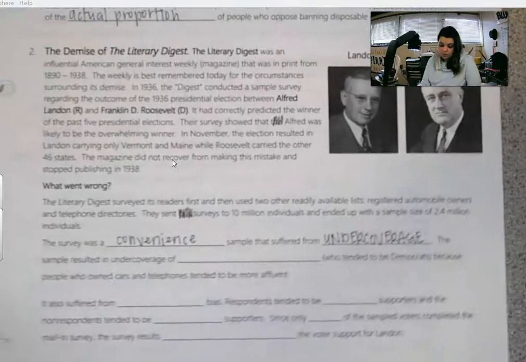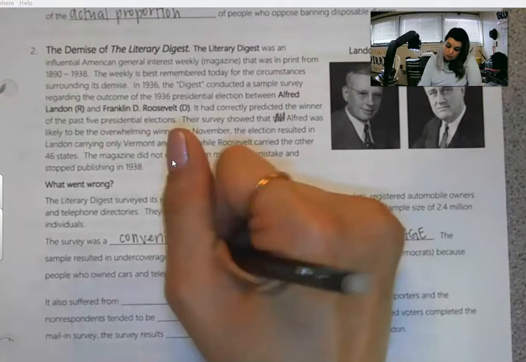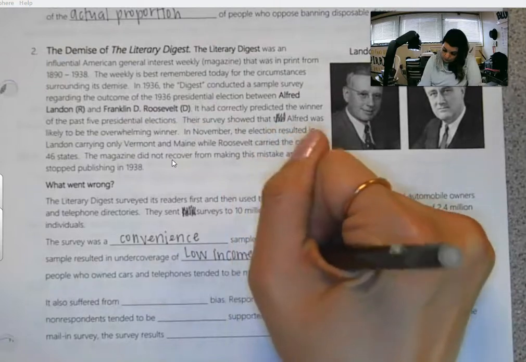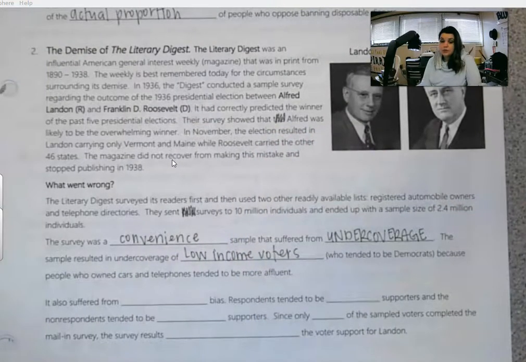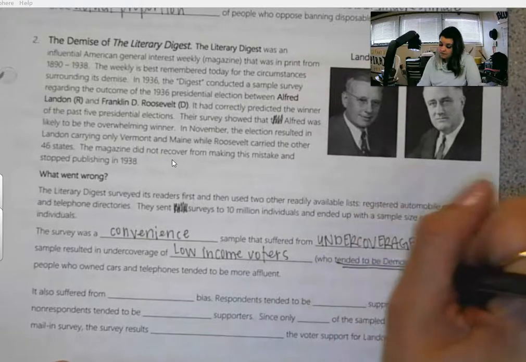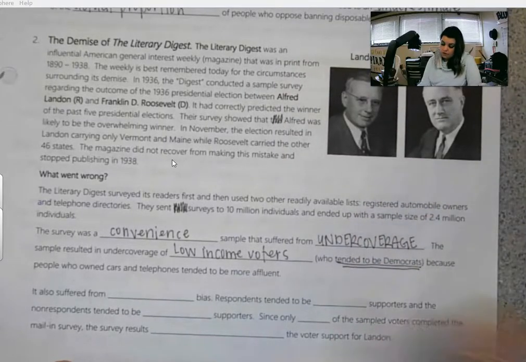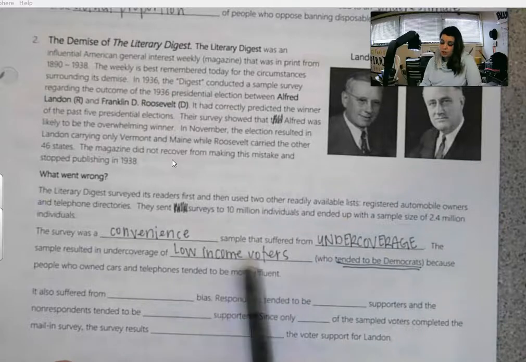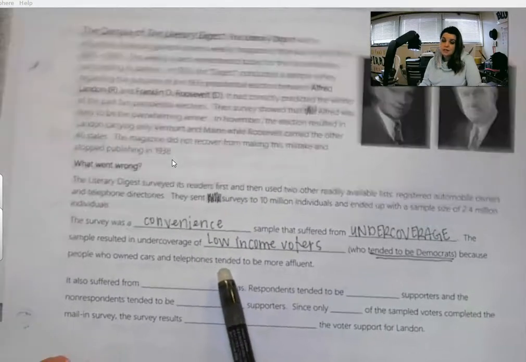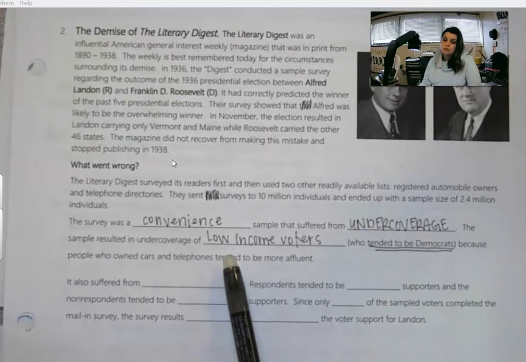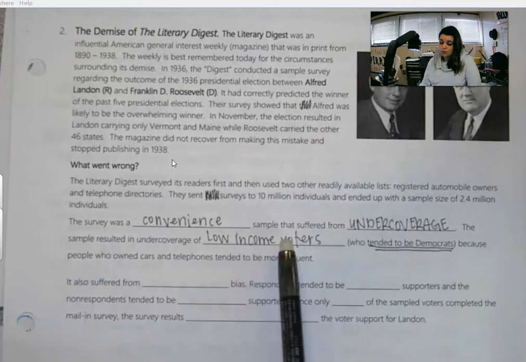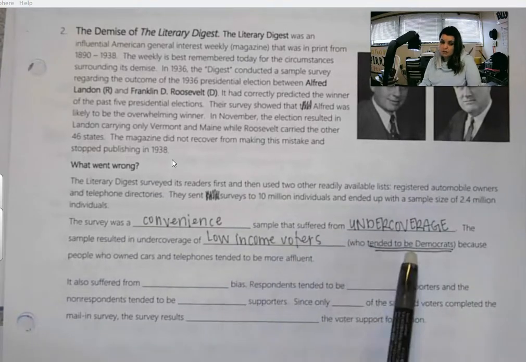The sample resulted in under coverage of low income voters. And those low income voters tended to be Democrats. So this was under coverage of low-income voters because people who owned cars and telephones tended to be more affluent. Those guys were Republicans. Most of the low-income voters were Democrats.